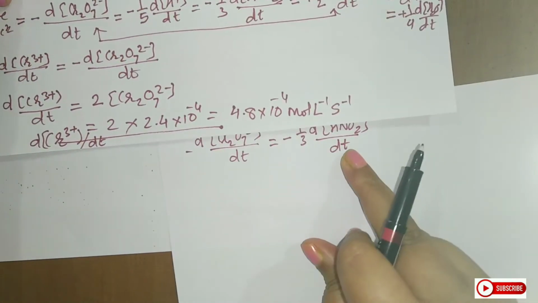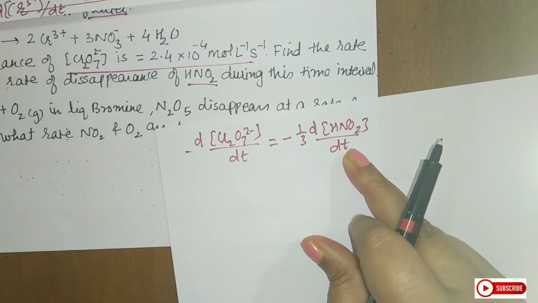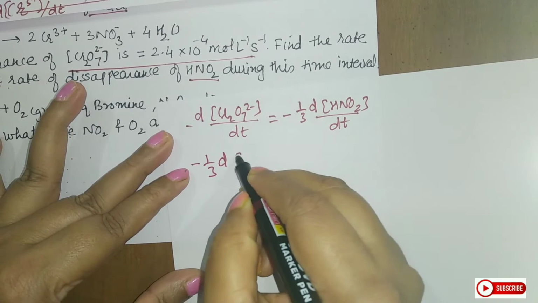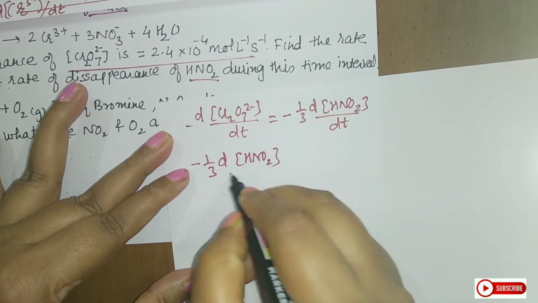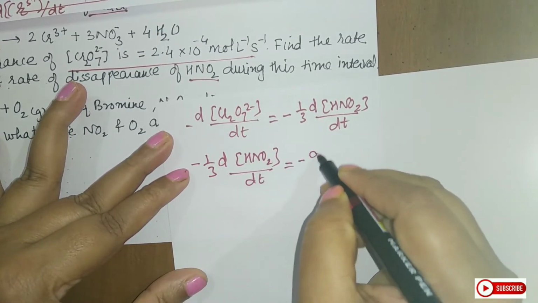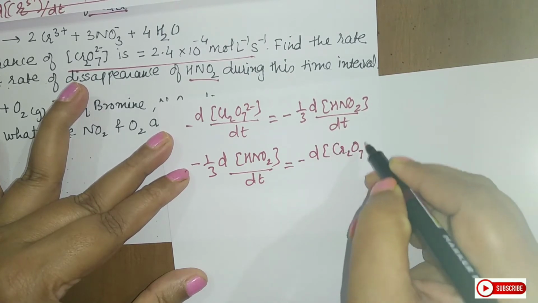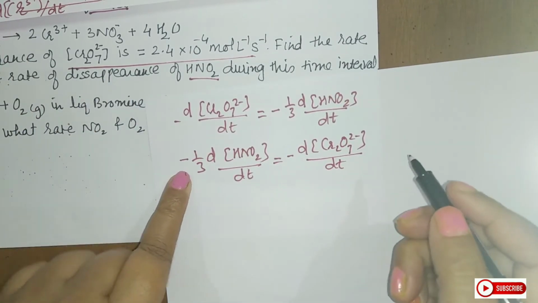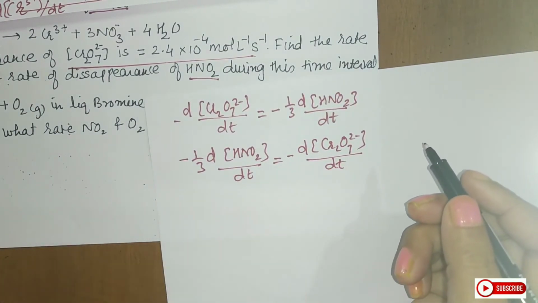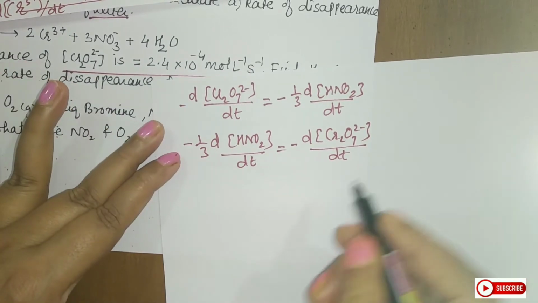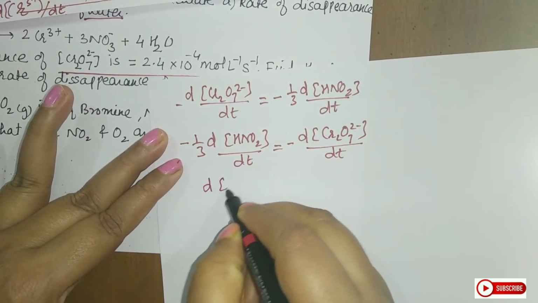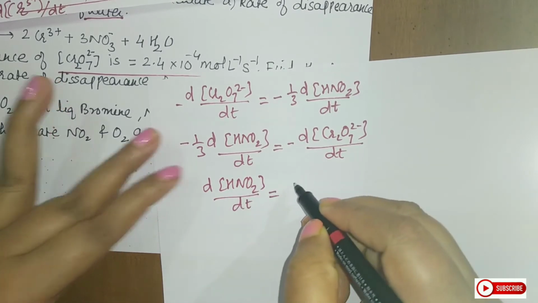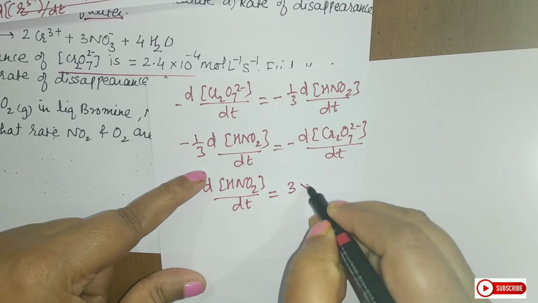As I need to calculate the concentration of this, I am rearranging the equation. So for this it will be minus 1 upon 3 d HNO2 by dt is equal to, I have just rearranged, students, so that the calculation becomes simpler. Now 1 upon 3, when I take this to this side, it will become 3 times. So let us shift this to this side.